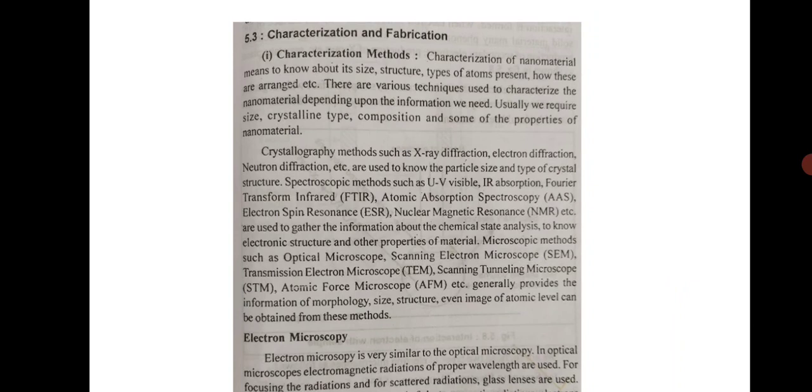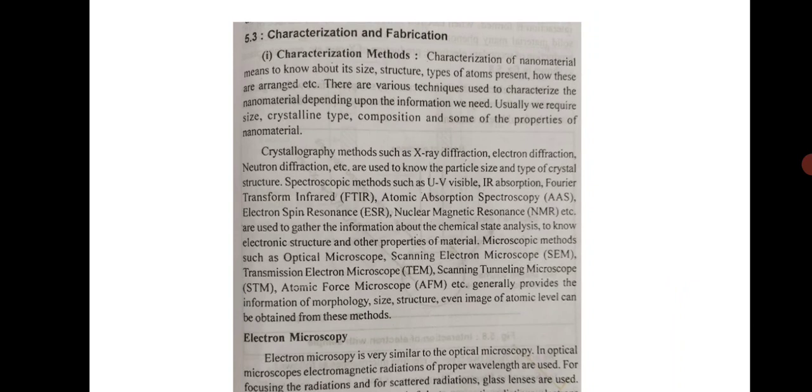Crystallography methods such as X-ray diffraction, electron diffraction, neutron diffraction, etc., are used to know the particle size and type of crystal structure. Spectroscopic methods such as UV-visible IR absorption, Fourier transform infrared (FTIR), atomic absorption spectroscopy, electron spin resonance, nuclear magnetic resonance (NMR), etc., are used to gather information about chemical state analysis, to know the electronic structure and other properties of the material.